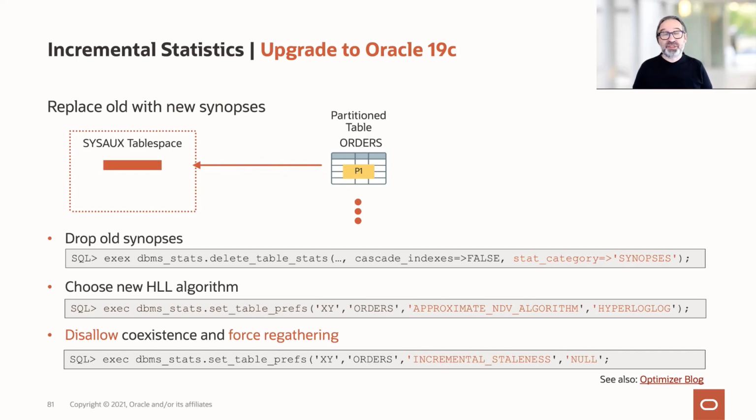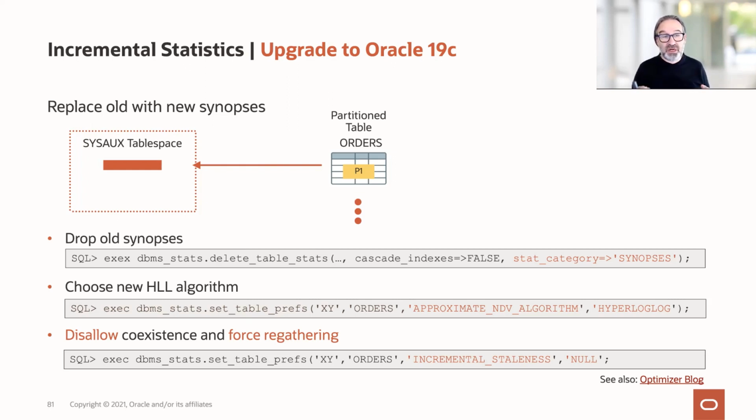This, of course, is costly, not in terms of license cost. This is an Enterprise Edition feature, but in terms of performance and also effort, because if you have like 60,000 partitions, it may take a little bit, but trust us, it's worth the effort. Really it is. What you need to do is drop the old synopsis. So first call here on the slide, DBMS_STATS.DELETE_TABLE_STATS, stat category synopsis. Don't delete all your stats, but delete the synopsis.